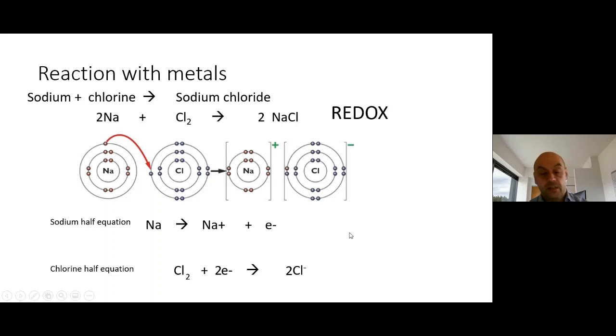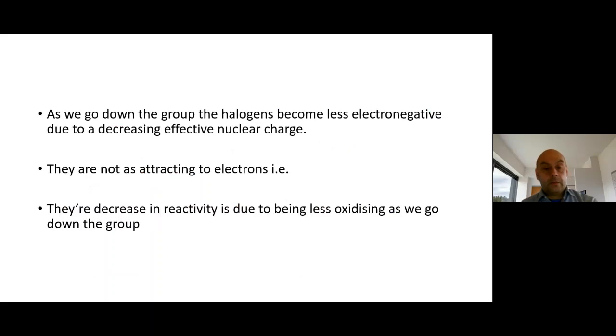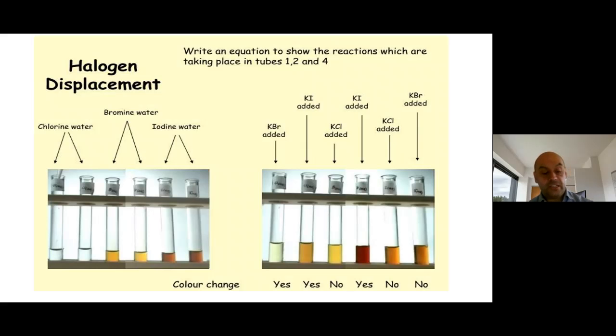So your halogens tend to oxidize things, i.e. take electrons from them. Okay, so summary as we go down the group. I'll let you read that, because I've already gone through that with you. But the point I want to make is that as you go down the group, they become less oxidizing. They're less electronegative. They're not so good at taking electrons away.